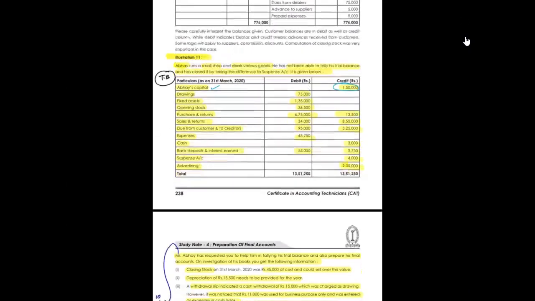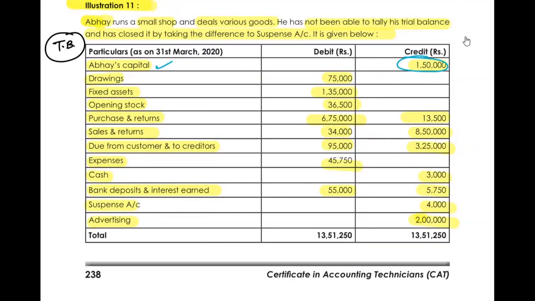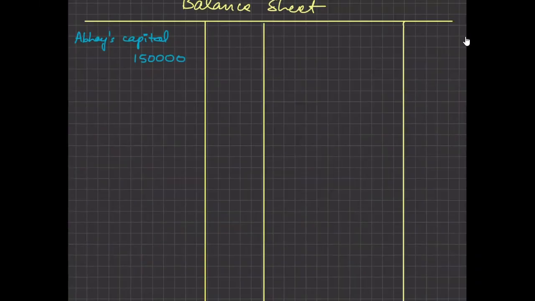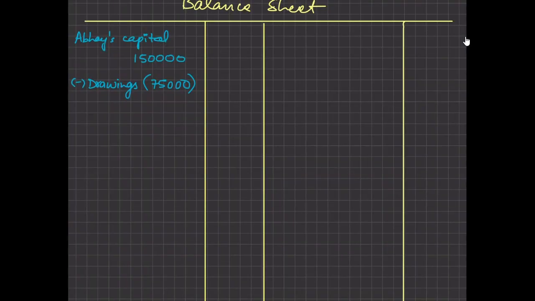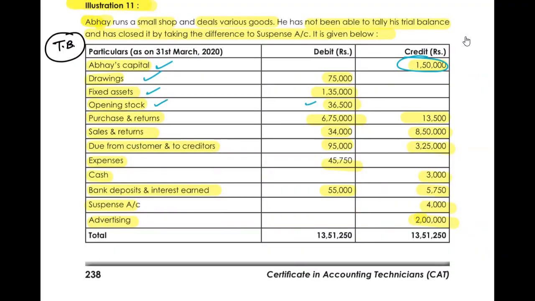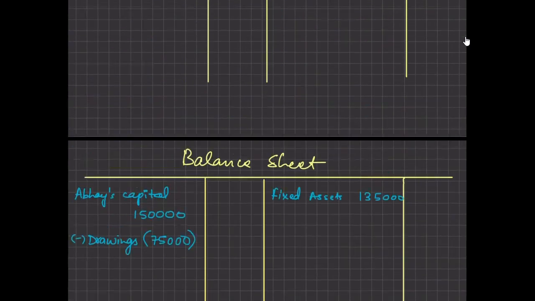Then we have drawings of 75,000. So drawings are generally deducted from your capital. So let's mention it as drawings 75,000. But there are some adjustments that we will do in drawings. Then we have fixed assets 1,35,000, again in inner column because depreciation will be charged to it. Then we have opening stock of 36,500 that will go to the trading account.